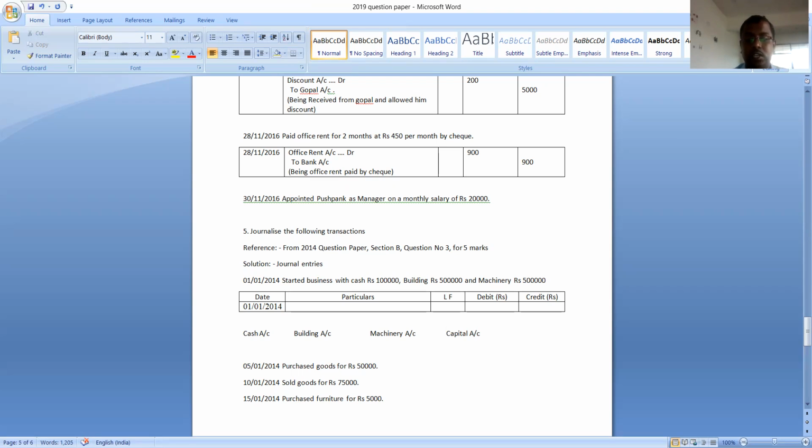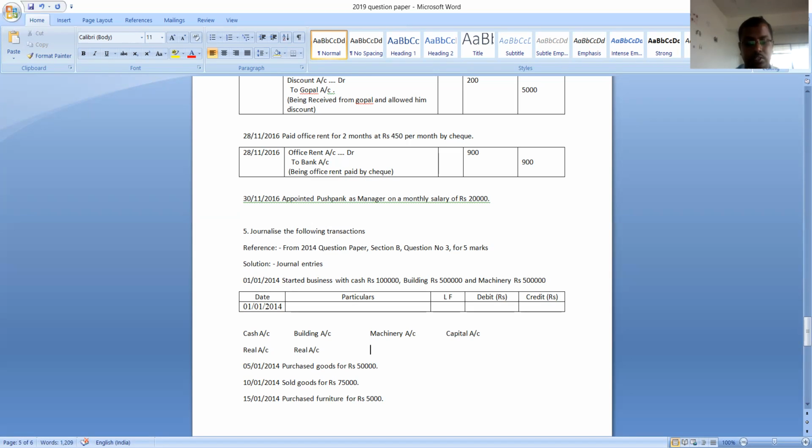So these are the 4 accounts which we are finding in this particular transaction. One is cash account. Cash account belongs to which category? It belongs to real account. Another one is building account. It also belongs to real account.